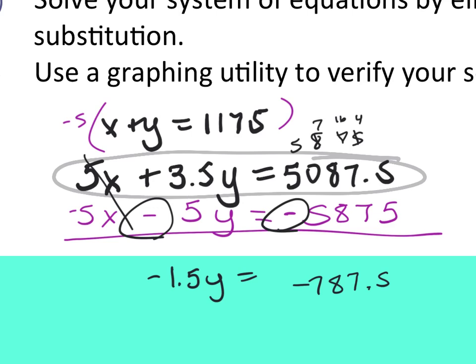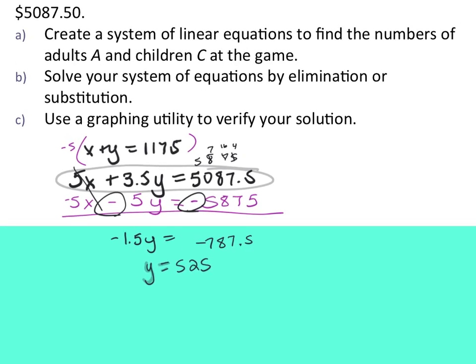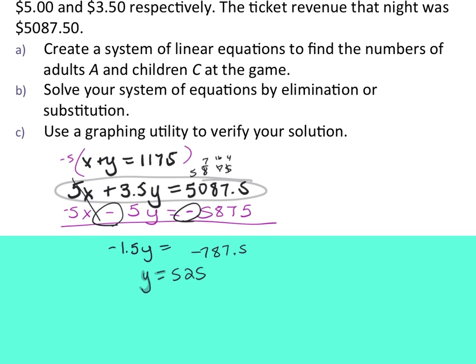But with your scientific calculator, if I just did this 787.5 divided by 1.5, because they're both negative, I get y equals 525. So what did y represent? Number of adult tickets. So we sold 525 adult tickets. And then how do I find y? I mean x, sorry, the children tickets.